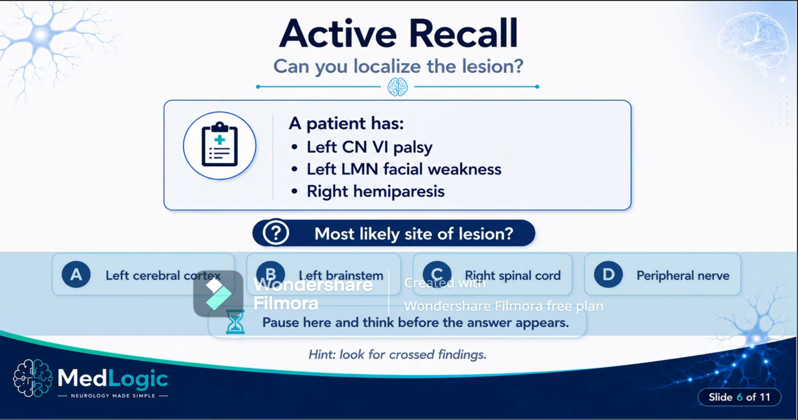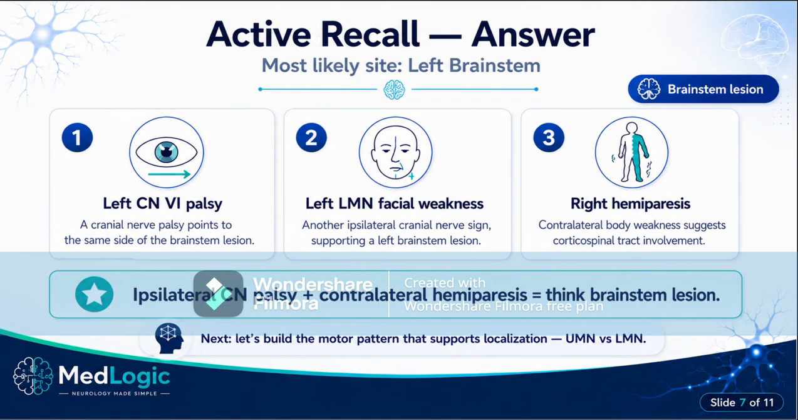Let's decode the clues. Left 6th cranial nerve palsy means the left abducens nerve is involved. Cranial nerve signs usually localize to the same side of the brainstem lesion, so this points to the left side. Left lower motor neuron facial weakness is another cranial nerve sign on the left side, again supporting a left brainstem lesion. But the body weakness is on the right side. This happens because the corticospinal tract is affected before it crosses to the opposite side. So the high-yield rule is ipsilateral cranial nerve palsy plus contralateral hemiparesis, think brainstem lesion.